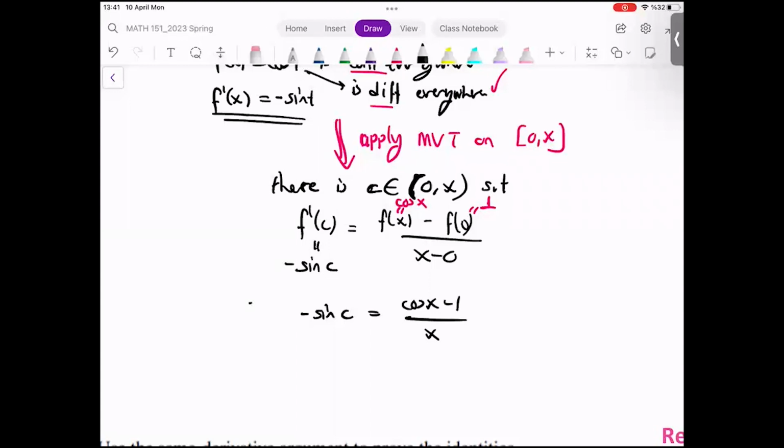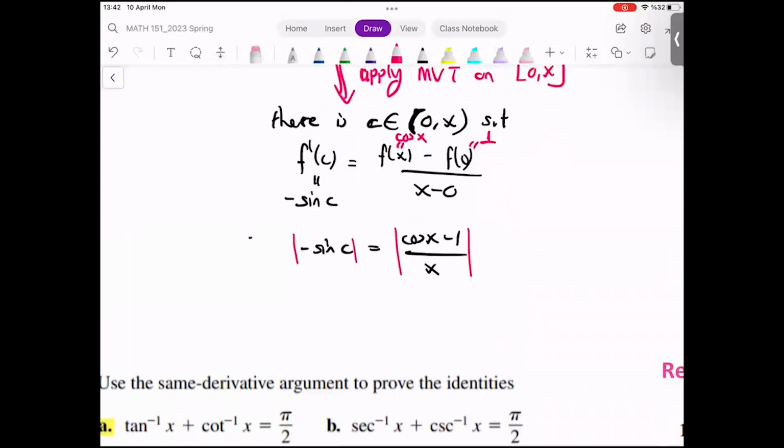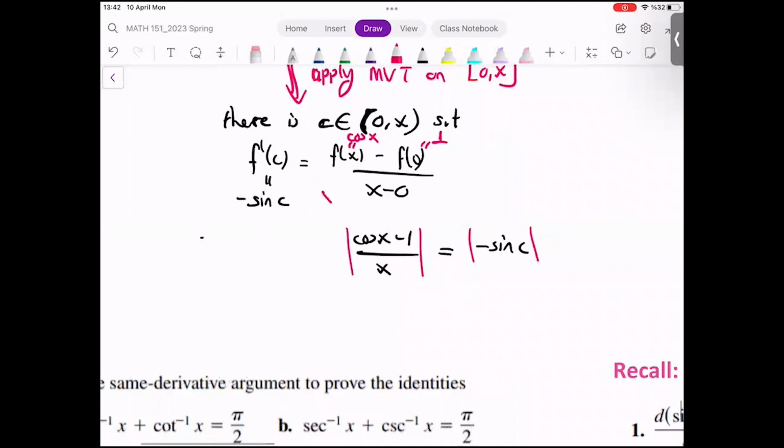Now, I will take the absolute value of both sides. Okay, you will understand why. Let's take the absolute value of both sides. You know, what is the biggest value of sine c? Maybe I should have written this equality on the other side. We obtain that this equals the absolute value of minus sine c. The biggest value of the absolute value of the sine function, no matter which angle you insert, is 1.